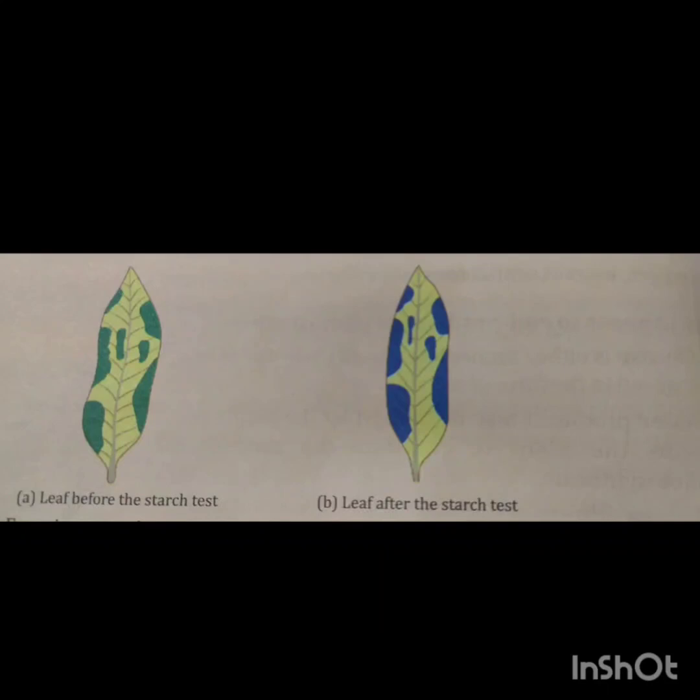We perform one more experiment to test that chlorophyll is necessary for photosynthesis. The materials required for it are a potted plant with variegated leaves and iodine solution. The method is as follows. We take a potted plant with variegated leaf. Variegated leaf means partly green and partly non-green. Some parts of it are green and some are non-green. And place it in a dark cupboard for 2 days to de-starch.